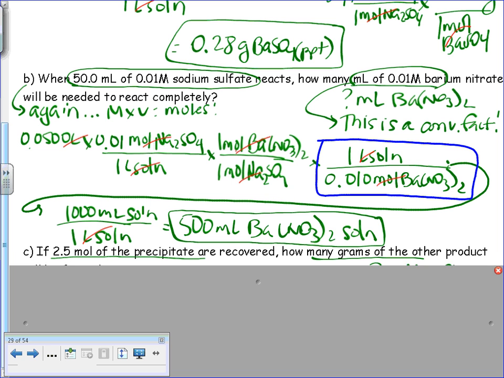So last one, starting with 2.5 moles of precipitate, how many grams of the other product are made? How do you guys start on this one? Anybody? 2.5 moles of barium sulfate, and you went from moles of barium sulfate to sodium nitrate, which is the other product, and then moles of sodium nitrate to grams. So it's just a 2-step process, 2 conversion process.